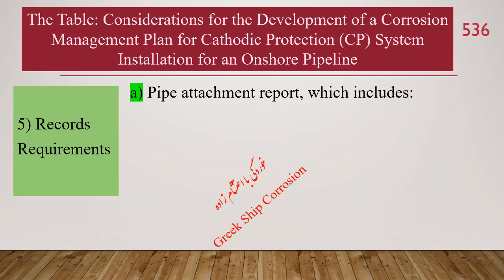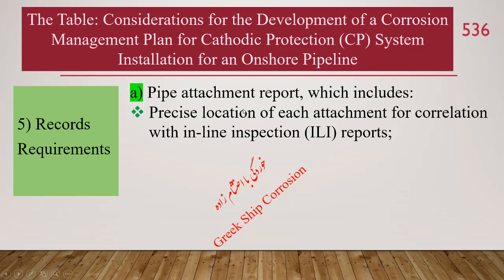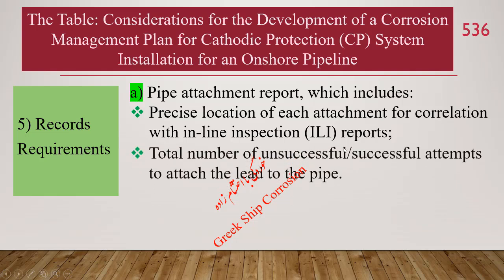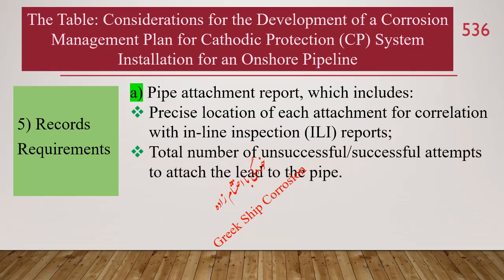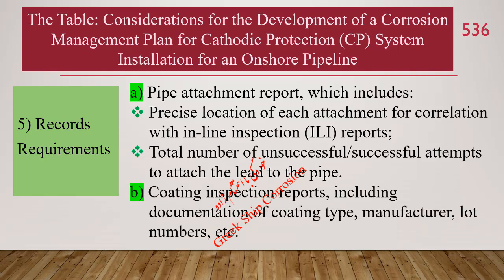5. Records requirements. A. Pipe attachment report, which includes precise location of each attachment for correlation within line inspection reports. Total number of unsuccessful, successful attempts to attach the lead to the pipe. B. Coating inspection reports, including documentation of coating type, manufacturer, lot numbers, etc.